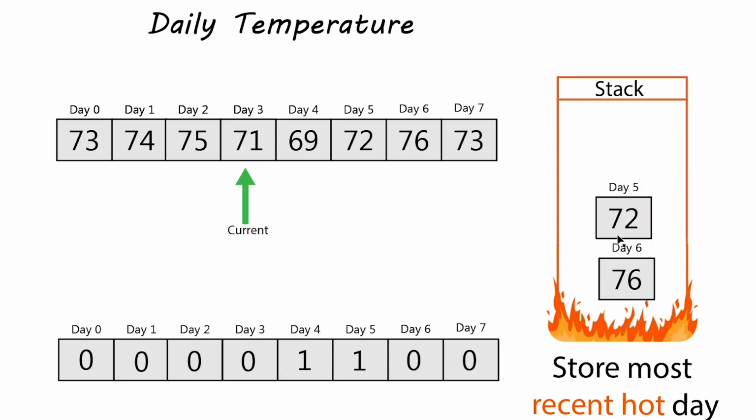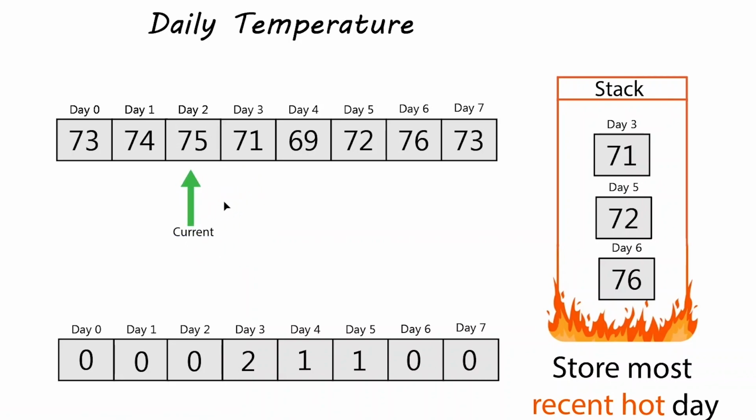Now the top of the element is 72 and we have to compare from here. What we want is this current should always be less than this top of the stack. And you can see that 71 is less than 72. So what we can do is d5 minus d3, which is 2. That is what we can write in our answer. And then we will push this 71, assuming that this could be the most recent higher temperature for some other element in future.